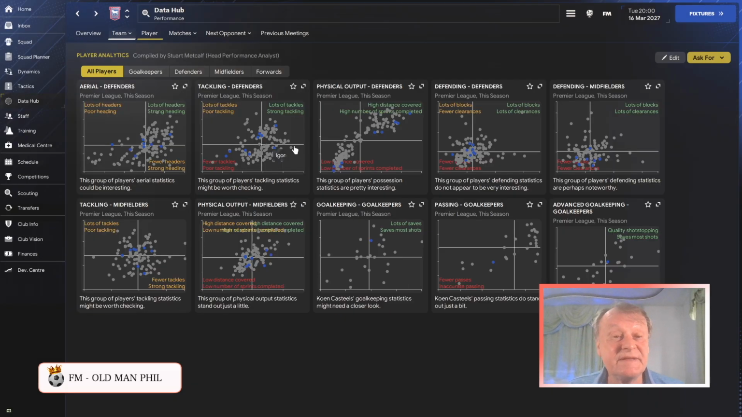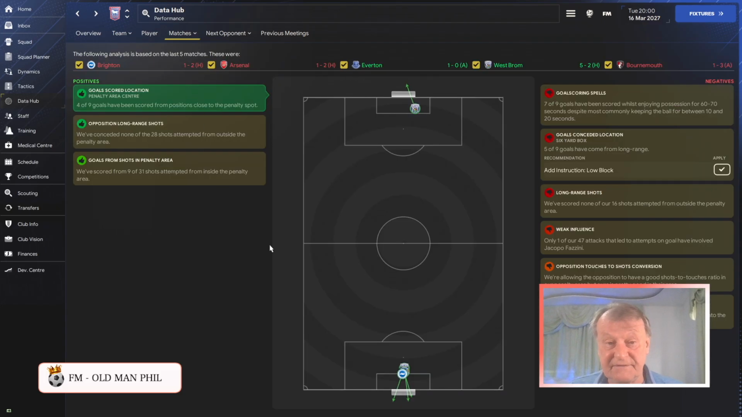But there's one more thing that I need to look at when it comes to team defending before we move on to making our little tweaks. I'm going to look at our defending for the last 5 matches. And in particular, I'm going to be looking at the positives and negatives. There's a lot more negatives than there are positives.